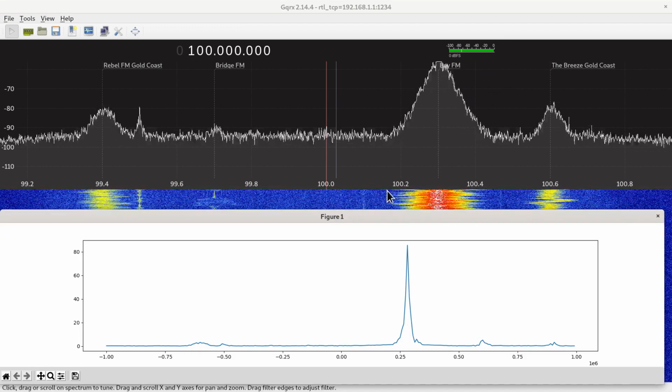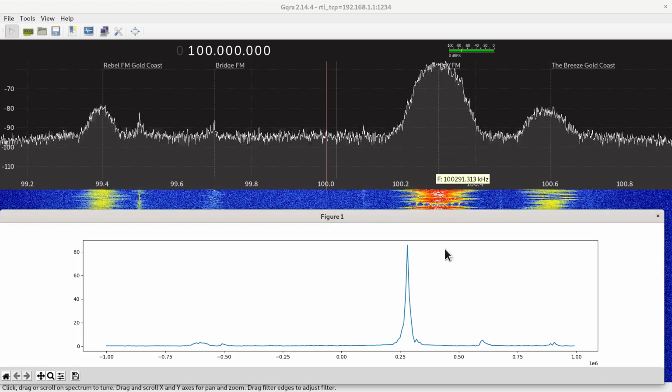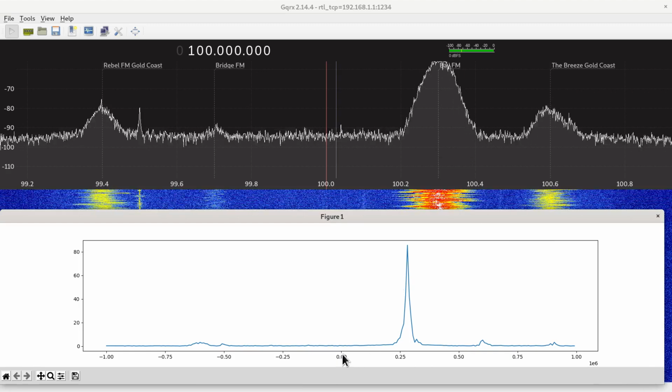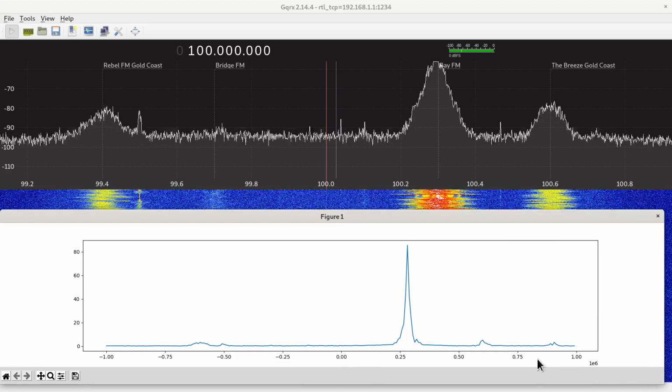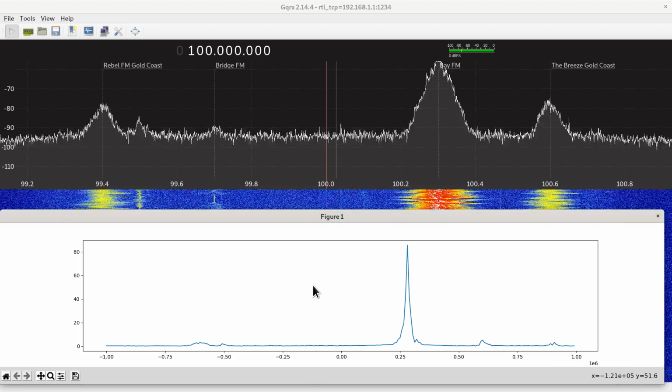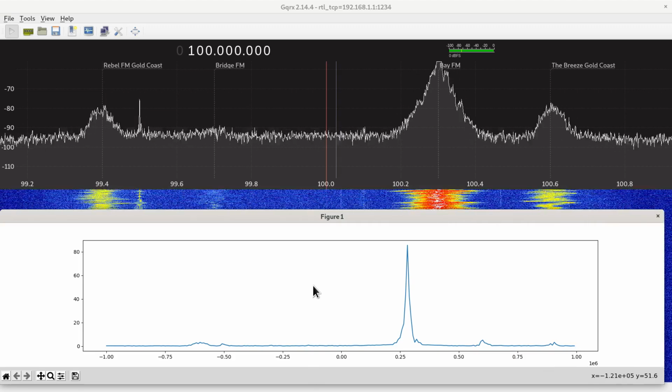So where that's 100, it's actually 100.3. So that's 0.3 roundabout there. And see how it's got the 0 in the middle now, and it's got positive 1 and negative 1 rather than just 0 to 2. So now I've got to talk about sampling rates.